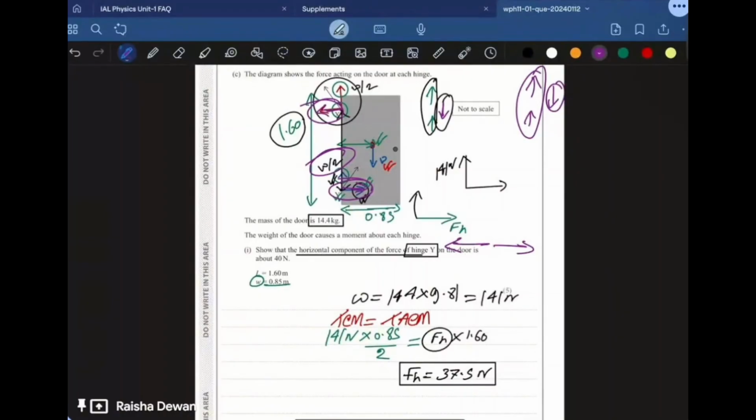Okay, but বুঝান তো the clockwise moment and the anti-clockwise moment again. Could you explain that again?